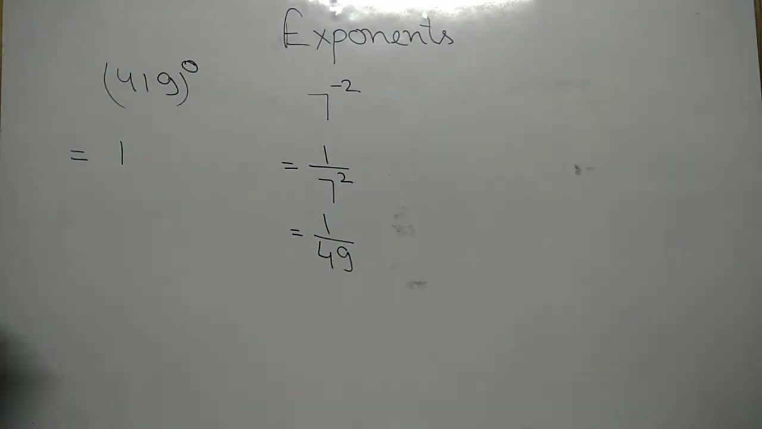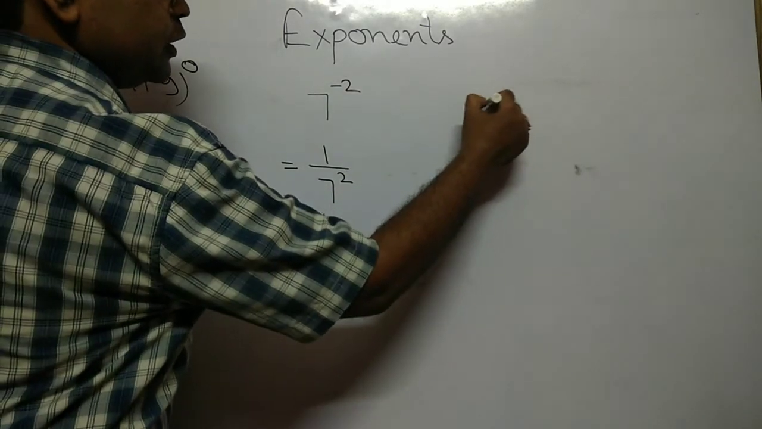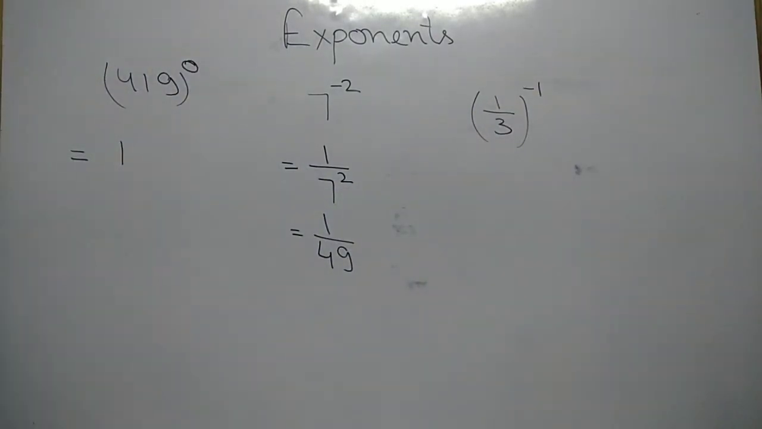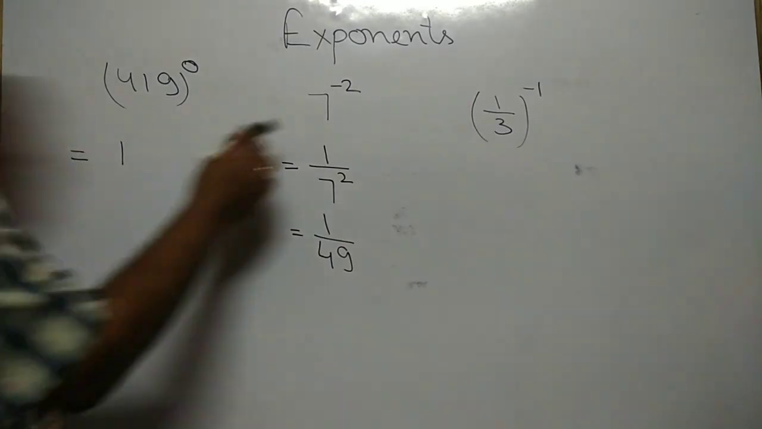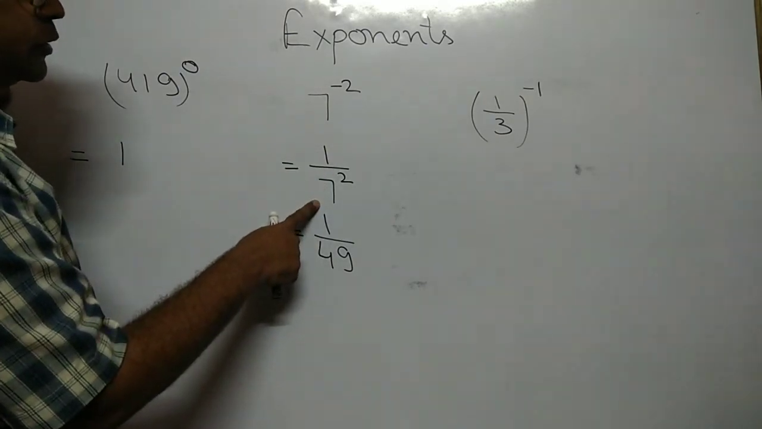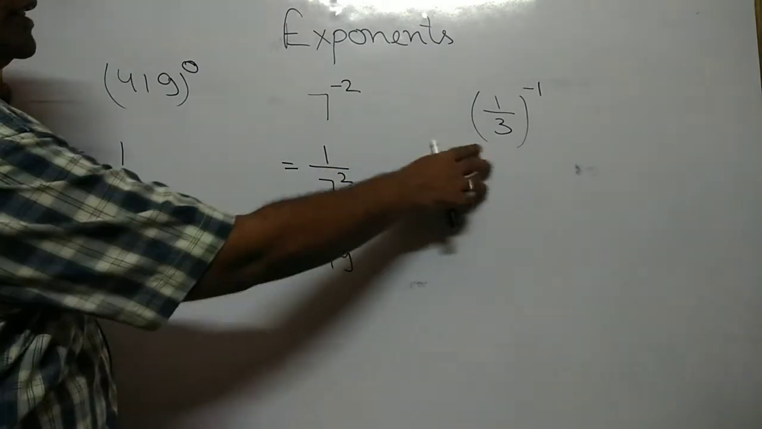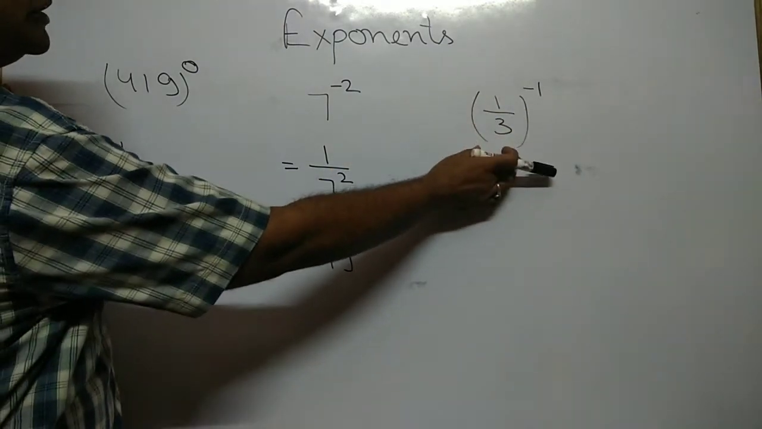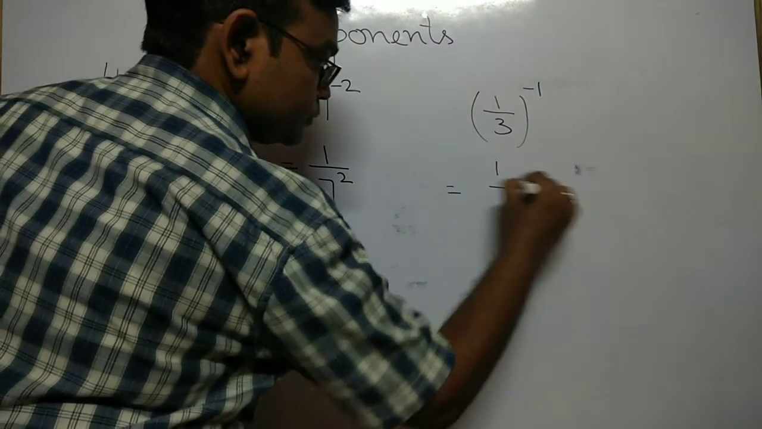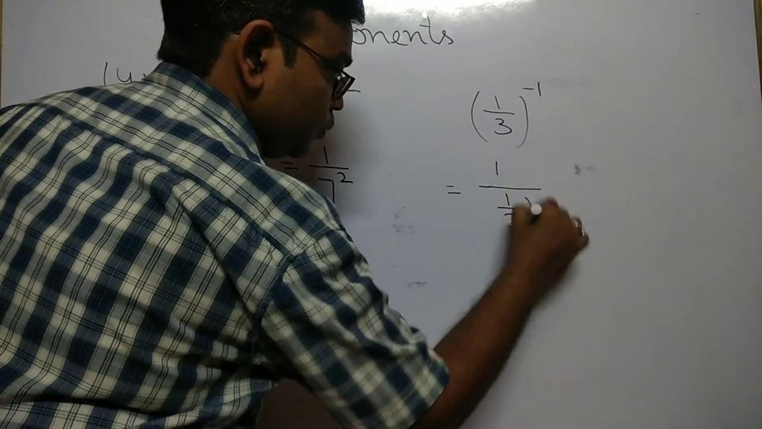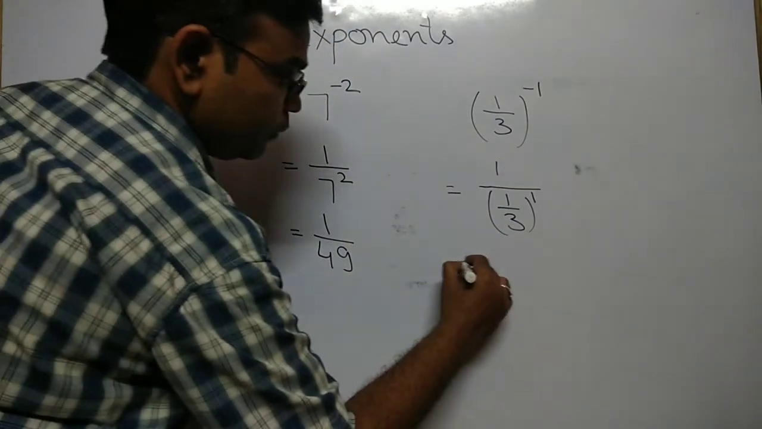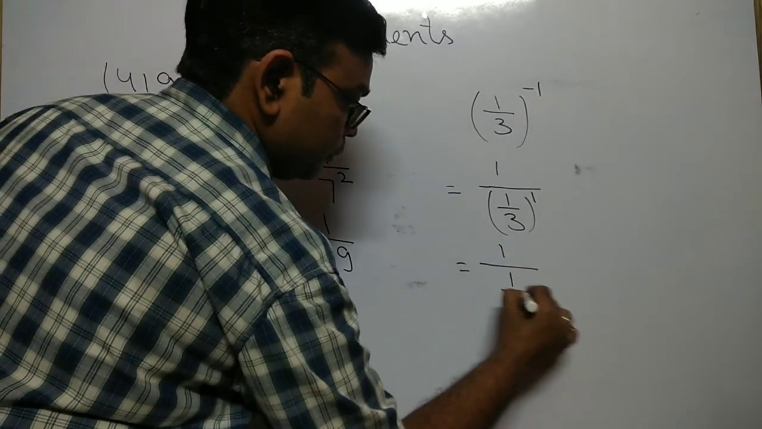One more example we can discuss. Suppose it is given to you 1 upon 3 whole to the power minus 1. See, here the base is 1 upon 3, so we can reciprocate this to get the positive power. In this case this is the complete term, this is the base, and this is the negative power. So we can say 1 upon 3 whole to the power plus 1. In place of minus 1 we write plus 1. So what we have is 1 upon 1 upon 3.